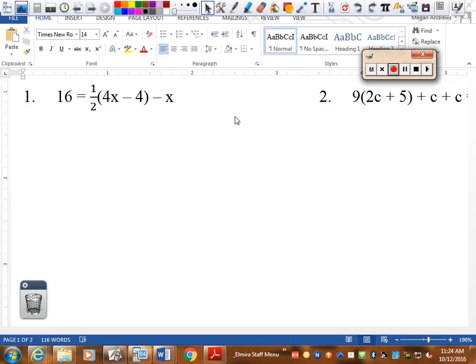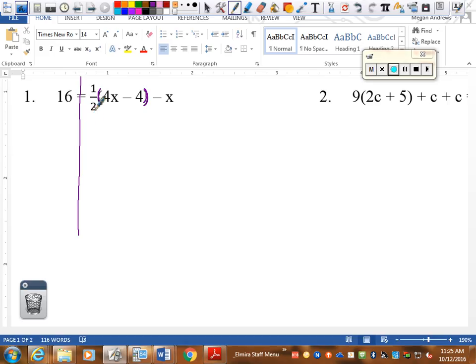Number 1, if I draw my line down through the equal sign, on the left-hand side, there's just a 16. There's no distributing, there's no like terms, there's really nothing to do on the left-hand side. All of my work is going to be on the right-hand side. Well, right off the bat, I see a distributive property, okay? But there's a fraction.